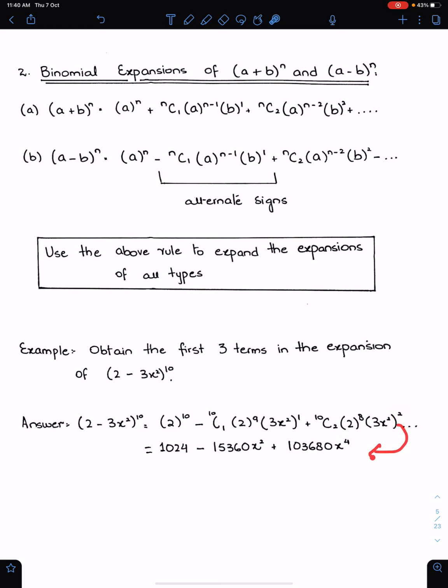Now just simplify this. This is the simplified form of this. And this is the way to expand the expansion of this type.